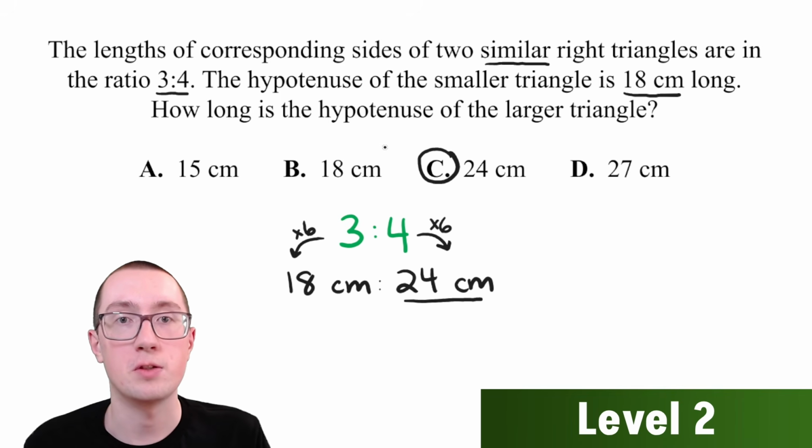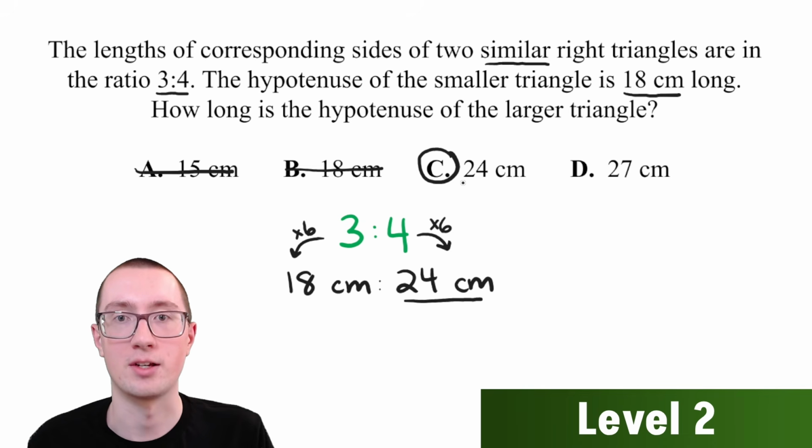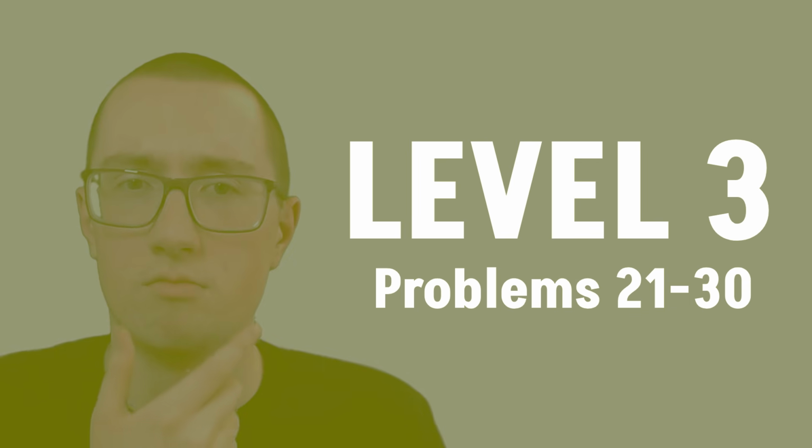And by the way, even if you had no clue how to do this, you still could have made this a 50-50 because it says the smaller one is 18. So the bigger one is not going to be 15 or 18. It's going to be bigger than 18.